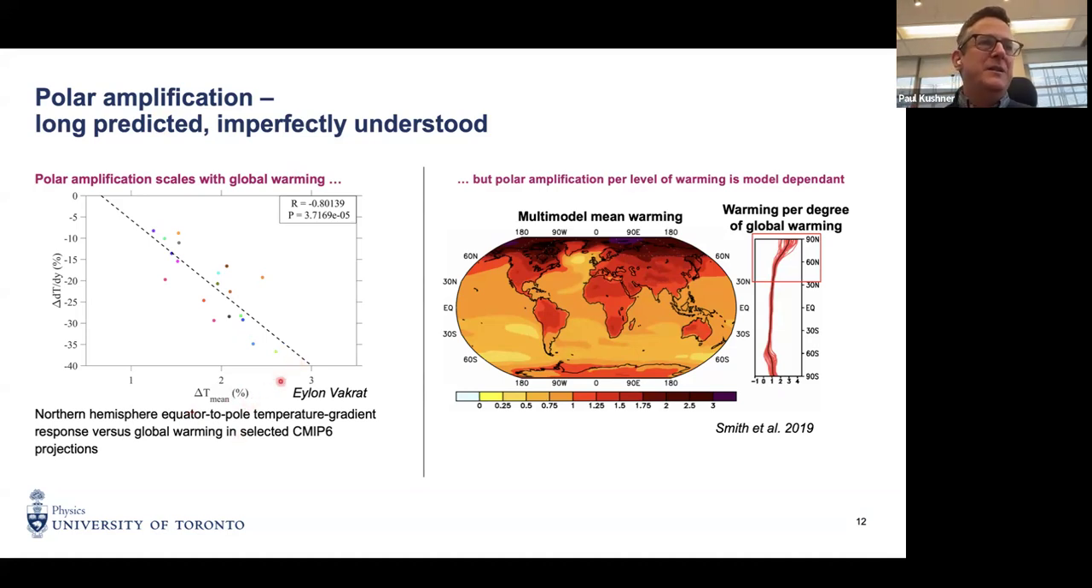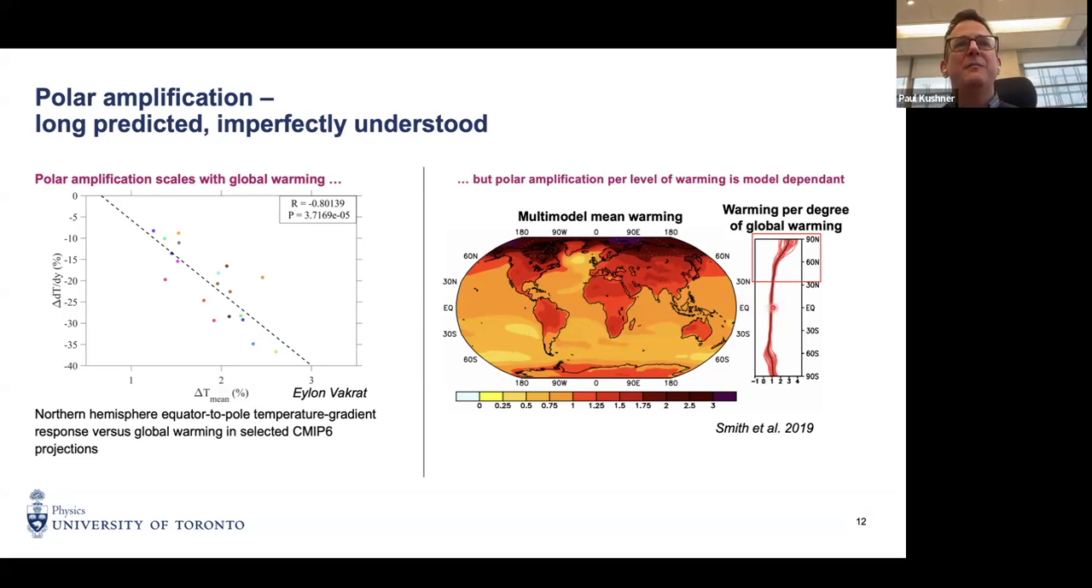So this is a set of results from recent models from CMIP6. You can see that the models that tend to warm up the most globally tend to have the greatest reductions in the polar-equator temperature gradient. That's kind of driving the atmospheric heat engine in a sense. So there's scatter here, but effectively we see that models that warm up the most tend to have the strongest polar amplification.